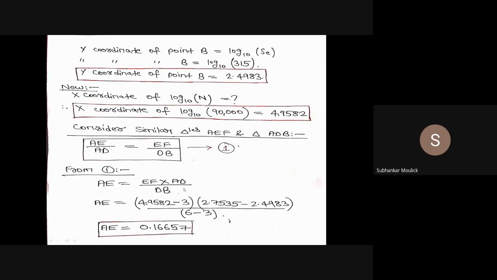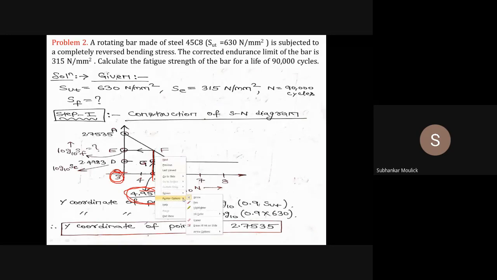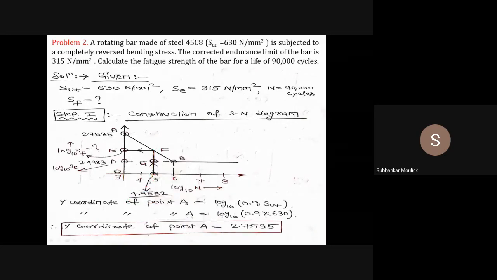Now, AD. Calculate AD from the graph. Tell me, what is the value of AD from the graph? Sir, 2.7535 minus 2.4983. Yes, correct. Very good. AD means this much minus this much. That will be my AD.